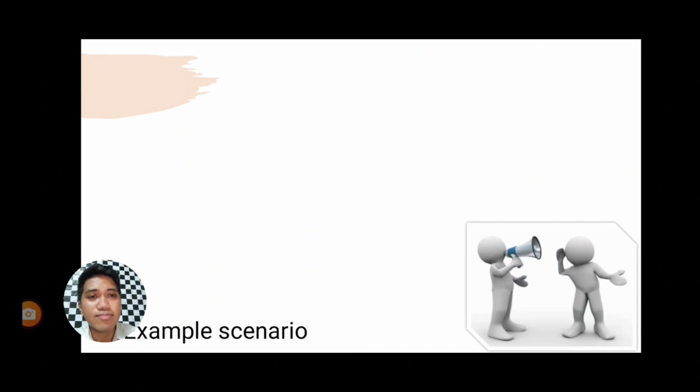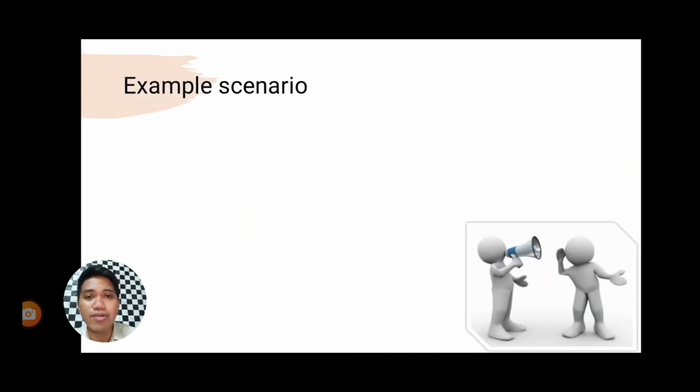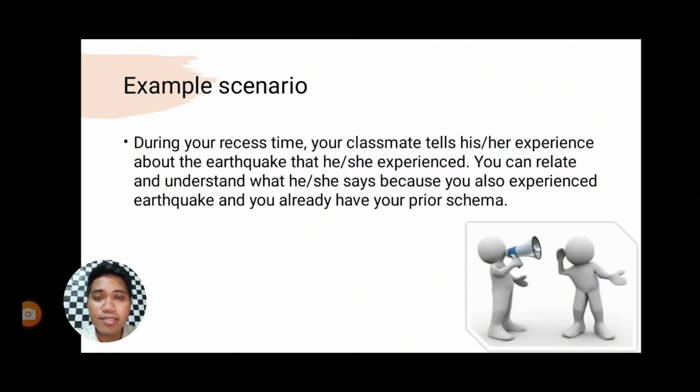So these are example scenarios of a top down strategy. Okay, so when we say an example scenario of a top down strategy, here it is. During your recess time, your classmate tells you his or her experience about the earthquake that she experienced. You can relate and understand what she says because you also experienced an earthquake and you already have your prior schema.